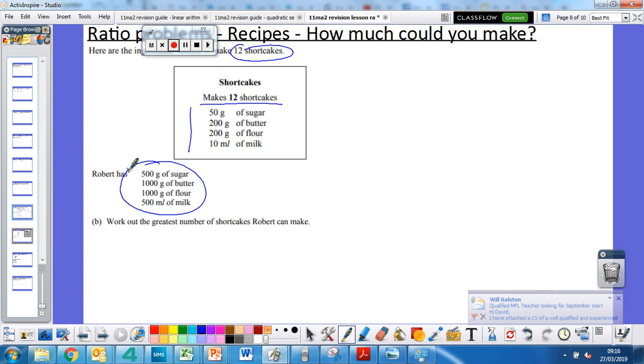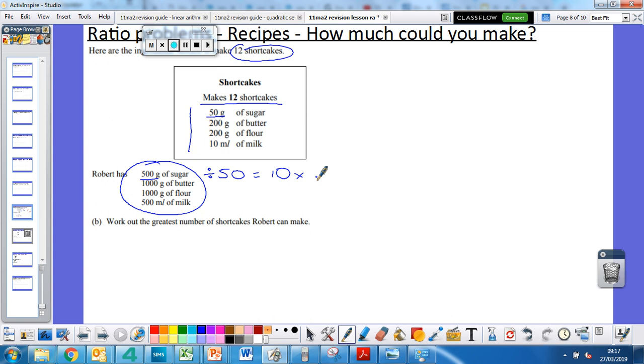Clearly, when he needs 50 grams of sugar to make 12, he's got 500 grams in the cupboard. He can make a lot. The question is, how many? So for each ingredient, you need to find out how many times he could make that recipe, which means we're going to need to be doing some division. If he has 500 grams of sugar, if you divide 500 by the 50 that he needs, he could make 10 times the recipe. He's got enough sugar to make 10 times the recipe.